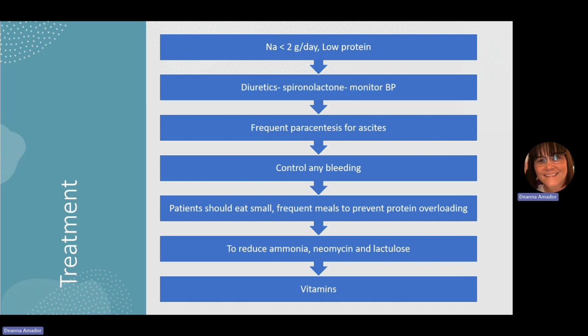So treatment for patients with end-stage liver failure: a sodium diet that is less than 2 grams a day and low protein. A lot of times these patients will receive diuretics, and a lot of times they'll get spironolactone. We'll be monitoring their blood pressure before giving diuretics. It talks about frequent paracentesis for the ascites. Obviously, we're going to be controlling and watching for bleeding. We would have these patients eat small, frequent meals to prevent protein overloading and to reduce ammonia. A lot of times they'll give neomycin and lactulose. Not only do they receive spironolactone, they can get furosemide as well, but I'm just letting you know that they can also get spironolactone.